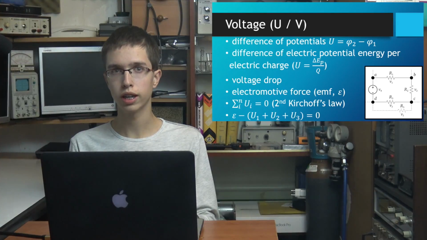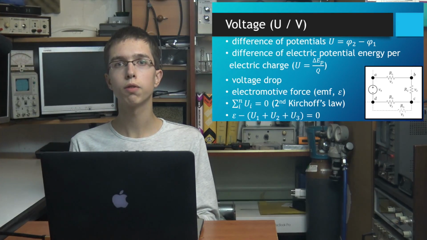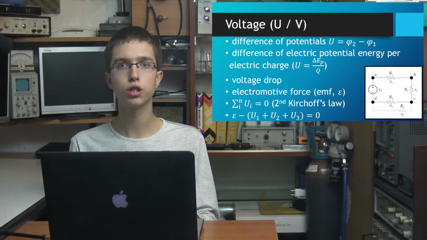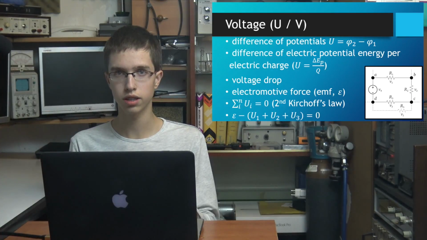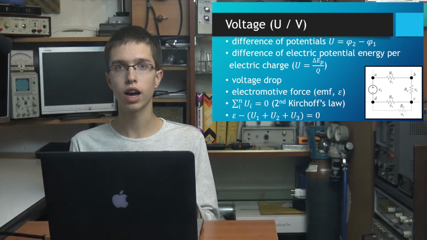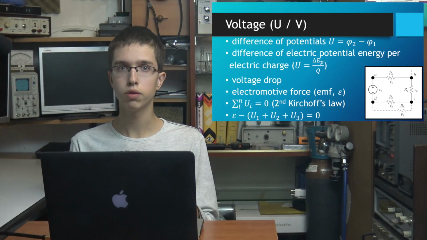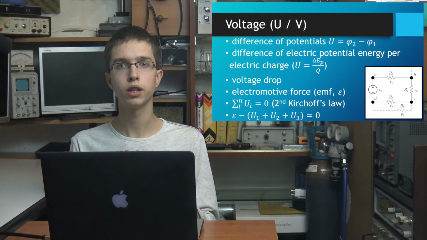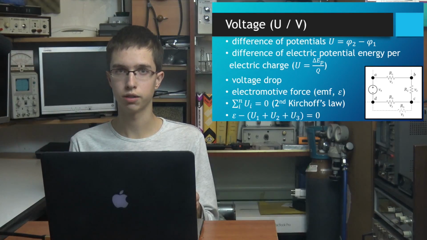EMF, or epsilon, electromotive force, is the name for the voltage of the source of an electric circuit. This voltage is needed to keep the potential difference constant and to return charge to higher potential, which is done by converting chemical energy of the source, for example of the battery, into electric energy. It's actually a work per unit of electric charge, as any other voltage.